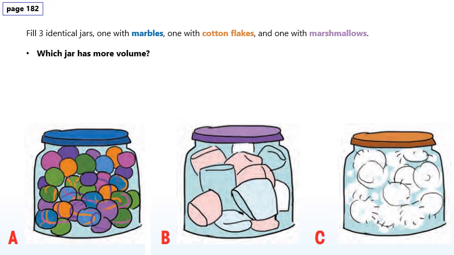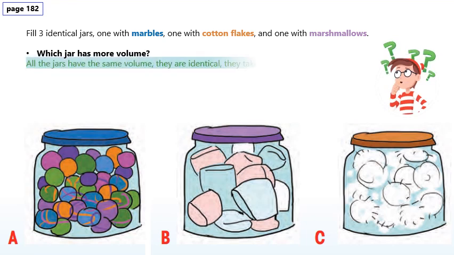First question, which jar has more volume? Which jar is bigger? What do you think? Yes, since they are identical jars, they are similar. This means that they have the same volume. So all of the jars A, B, and C have the same volume. They are using the same place in the space. So jar A, jar B, and jar C have the same volume.